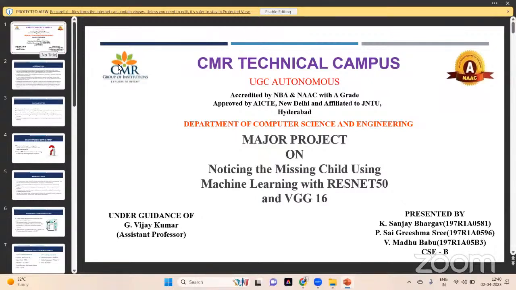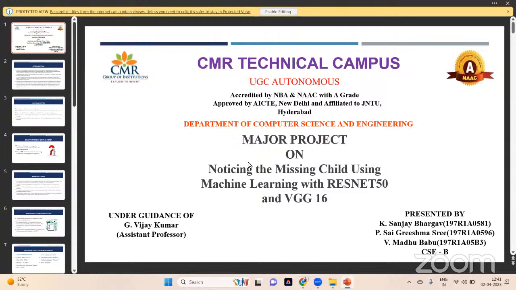Good afternoon, Bhaskar sir, Naresh sir, Nasimara sir, and all the staff members present. I'm Grishma, fourth year CSE. My project is based on noticing missing children using machine learning algorithms.